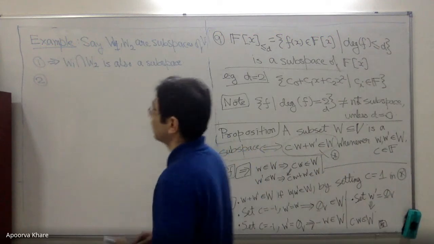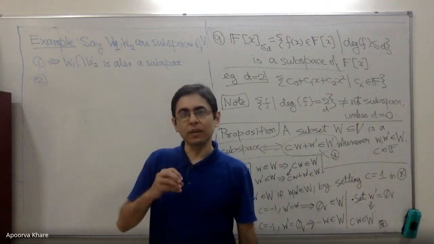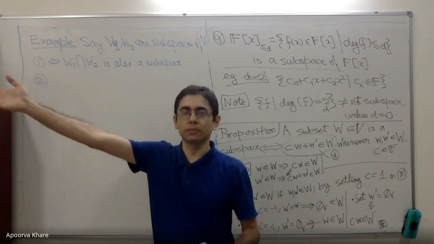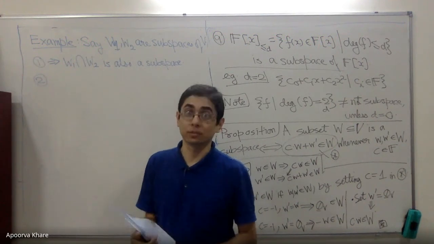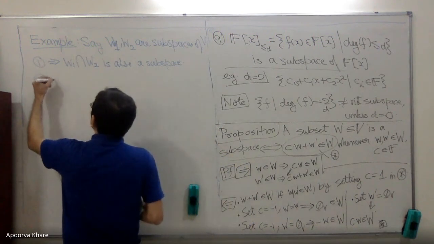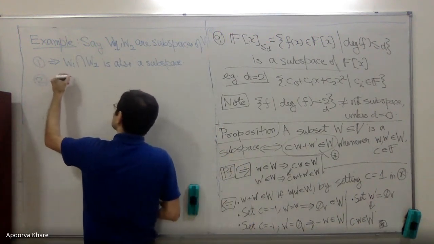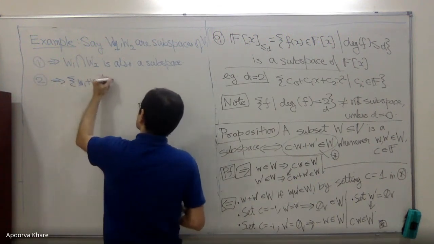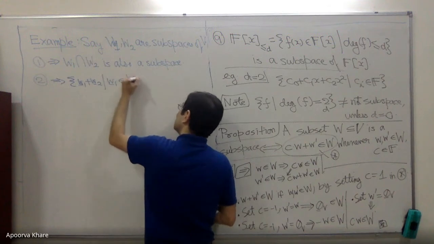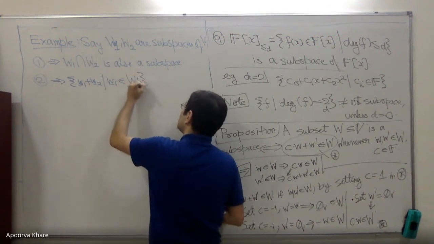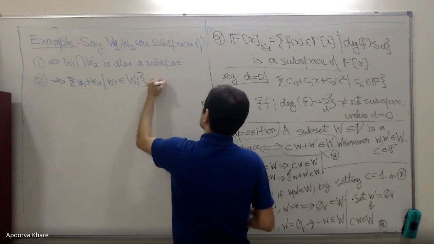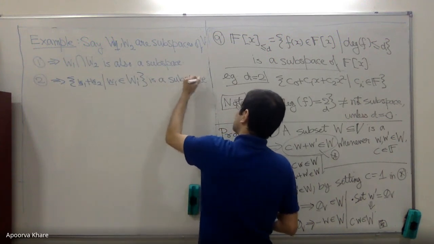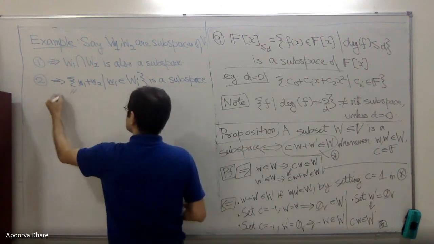That's called a sum. What I do is I take one vector from W1 and one vector from W2, add them up, and look at the collection of all these possibilities. The claim is that this is also a subspace. So the set of vectors W1 plus W2 such that Wi belongs to Wi for i equals 1 and 2 is also a subspace. There's a name for this. This is called W1 plus W2.